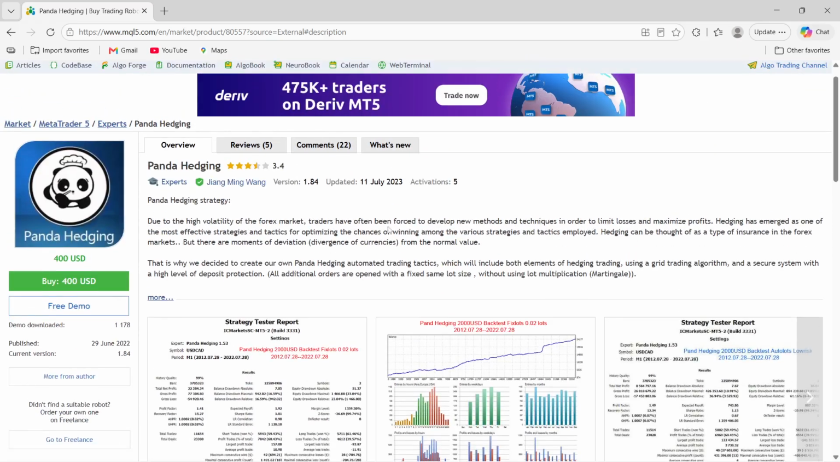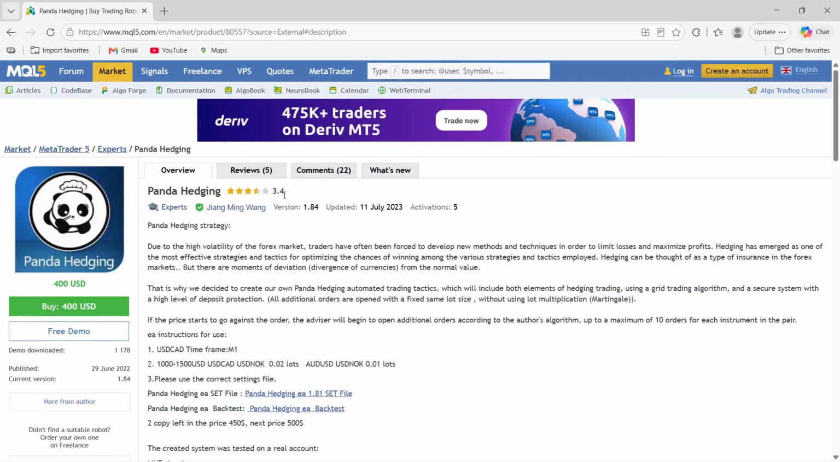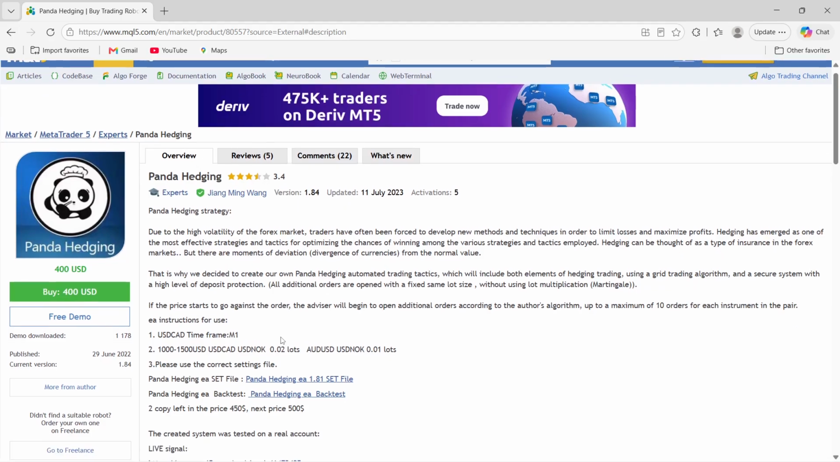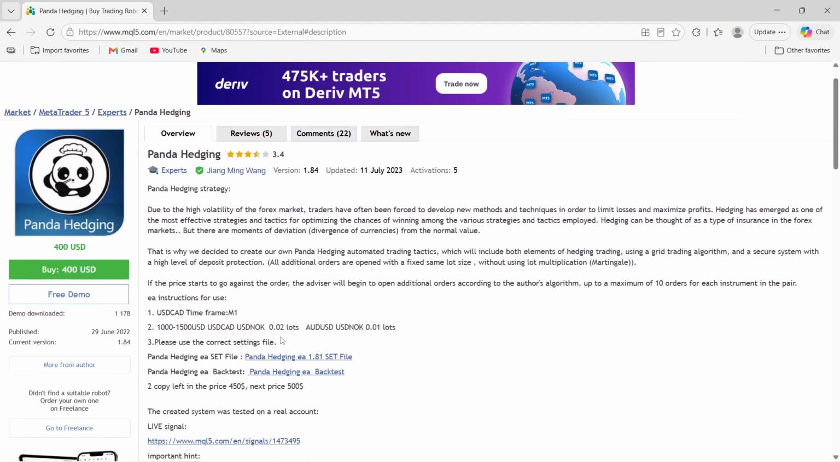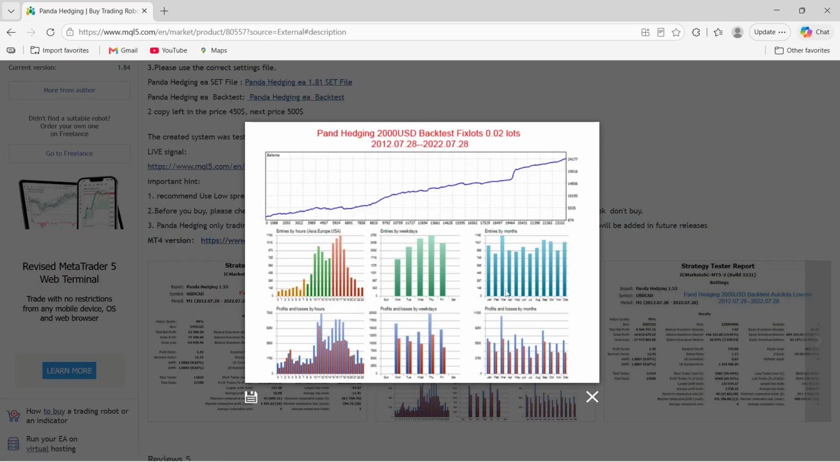Alright, so this is the Panda Hedging EA. Just expand this. It's marketed for 400 US dollars as a fully automated hedging system designed to protect your deposits while steadily growing the account over time. On the surface, you see a nice looking equity curve here in the screenshots.